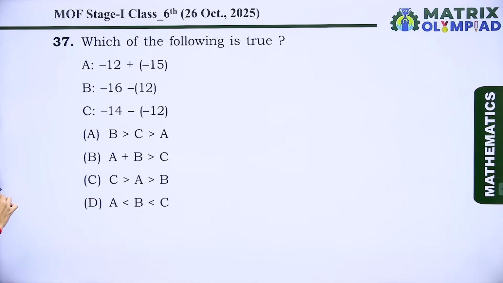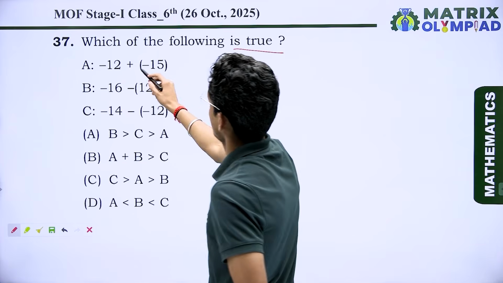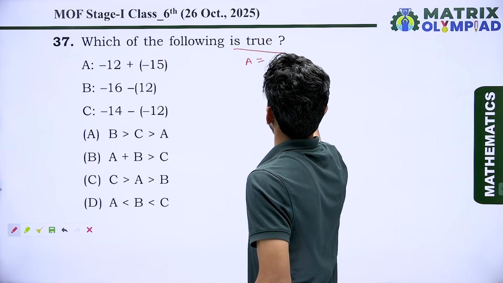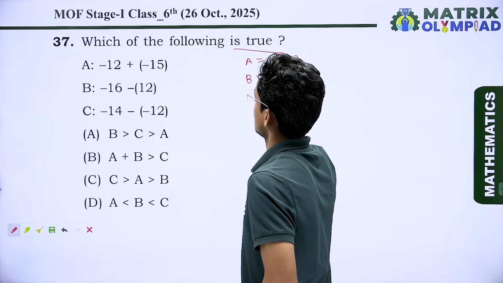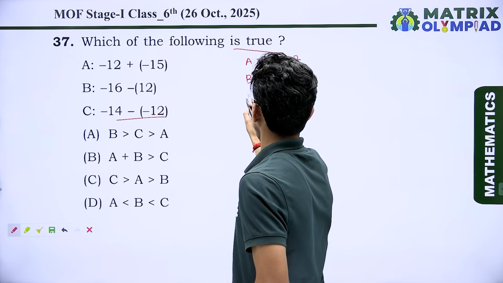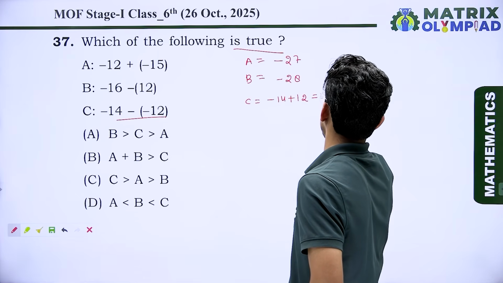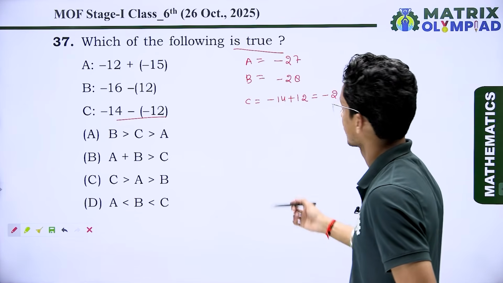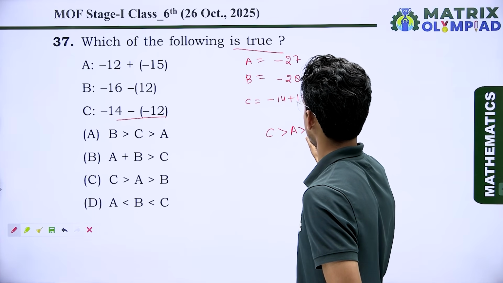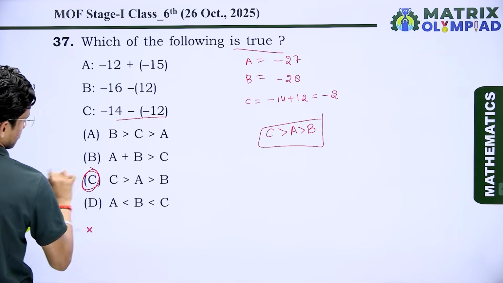So now if I talk about the next question, which of the following is true? Here we have A. When we solve this, I can write here minus 27. Here we have B. When I solve this one, I can write here minus 28. Here we have C. When I solve this, I can write here minus 14 plus 12, that is minus 2. So I can write C is greater than A is greater than B. So check which option is correct. Here option number C is the correct answer.